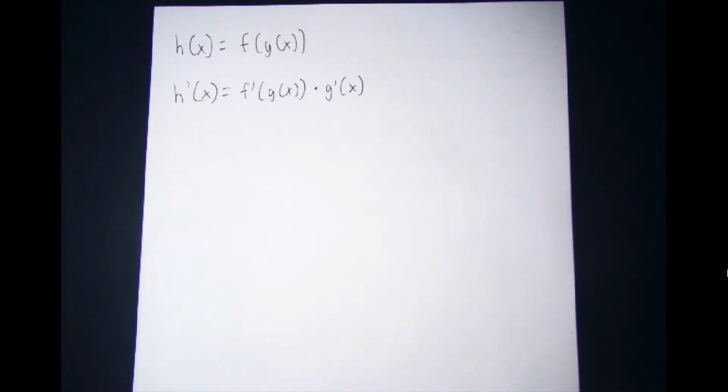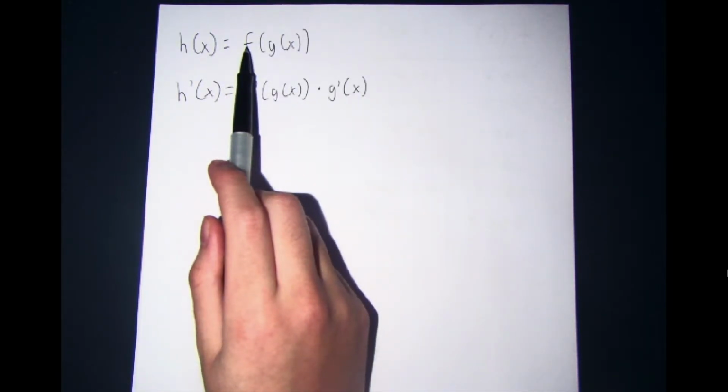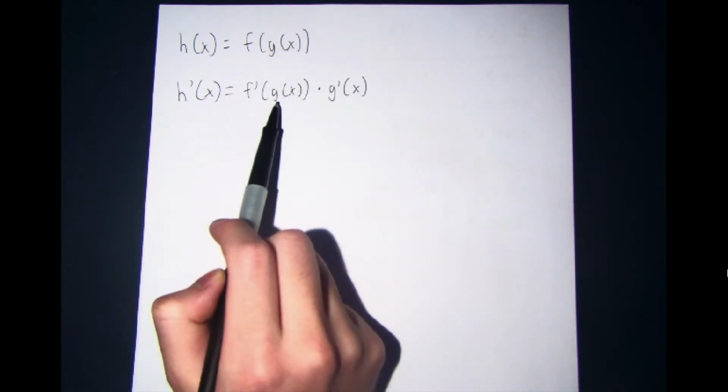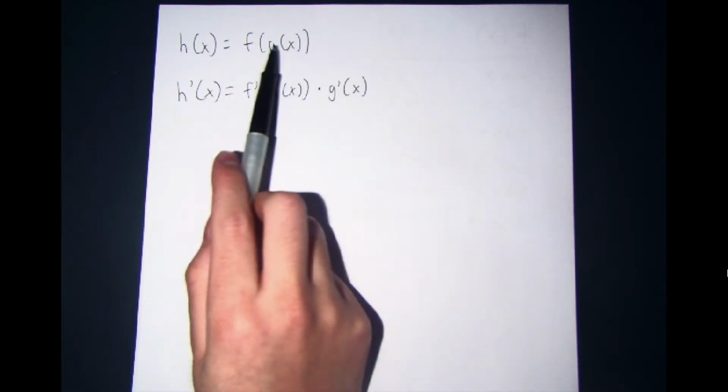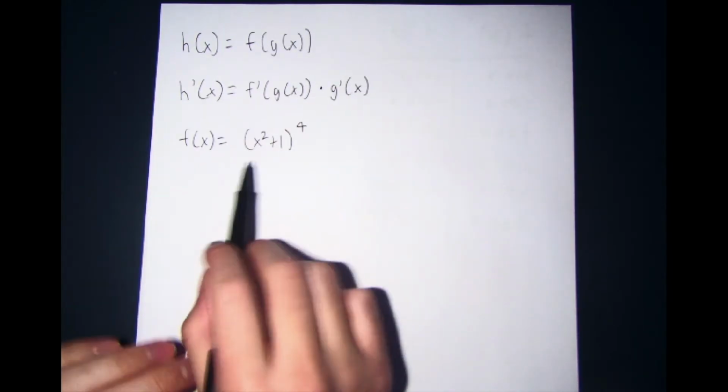Essentially, you want to think about this like peeling an onion, where you take the outer layer and then you leave the inside intact. So you take the derivative of the outer function, which is f of x, and you leave the inside intact. Then you multiply it by the derivative of the inner function. So now that we know what the chain rule states, let's look at it in an example problem.